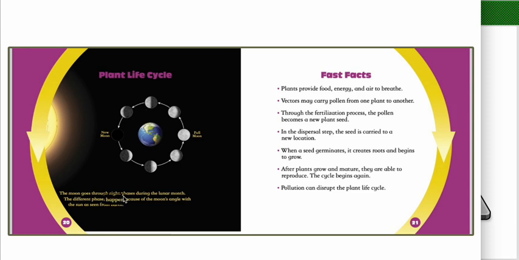So, the moon goes through 8 phases during the lunar month, and the sun can be seen over here.